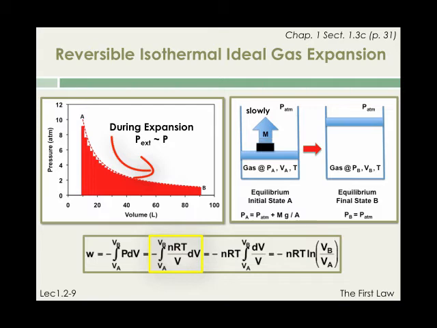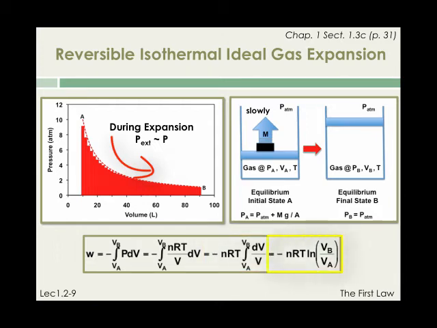Since we also considered here that the temperature was kept constant during the expansion, we conclude that the term nRT is a constant, and as such, can be taken in front of the integral sign. So the work can simply be calculated as minus nRT times the integral of dV over V. This well-known integral yields the natural logarithm of V between VA and VB.